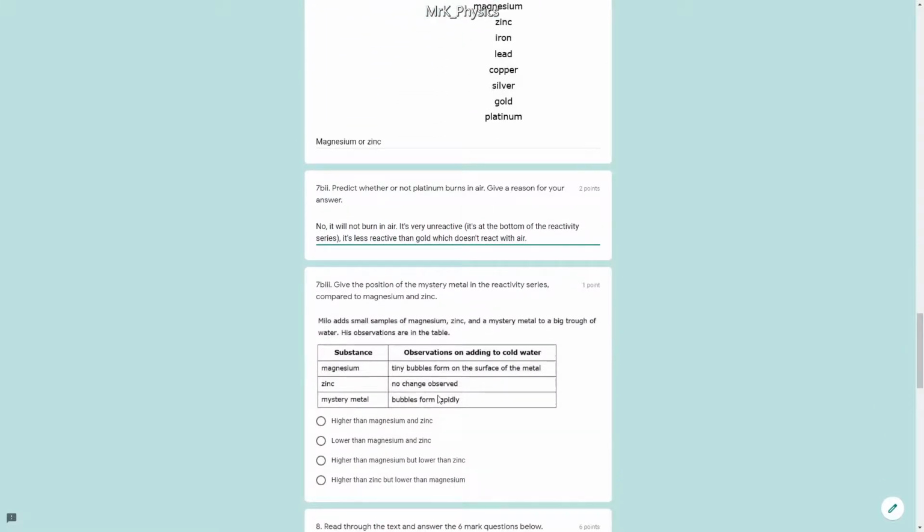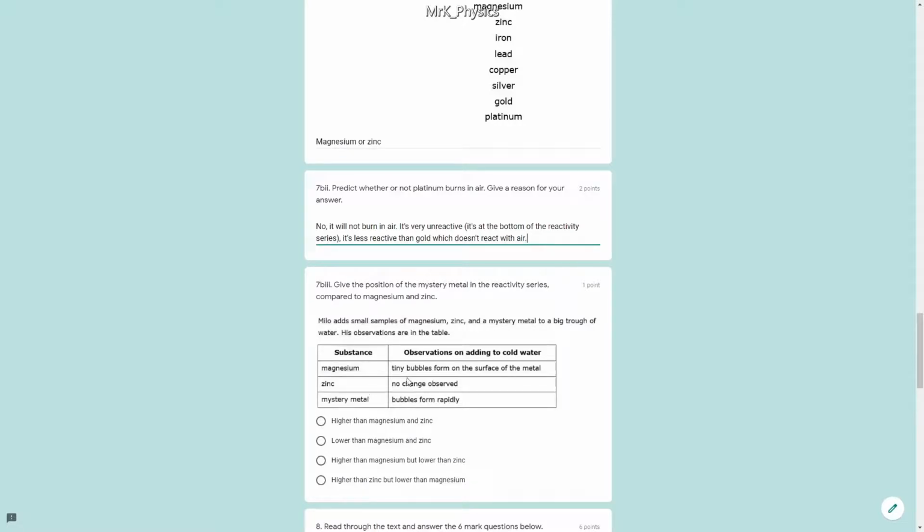7b part 3, give the position of the mystery metal in the reactivity series compared to magnesium and zinc. So it says here Milo adds small samples of magnesium, zinc and a mystery metal to a big trough of water. His observations are in the table. So you've got magnesium, tiny bubbles, zinc, no change, mystery metal, bubbles form rapidly.